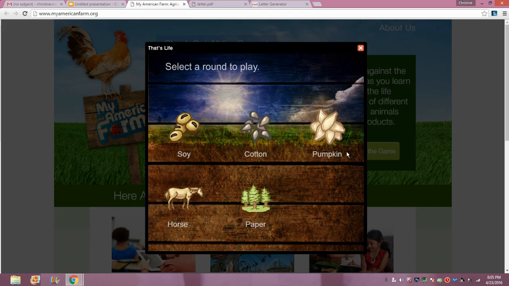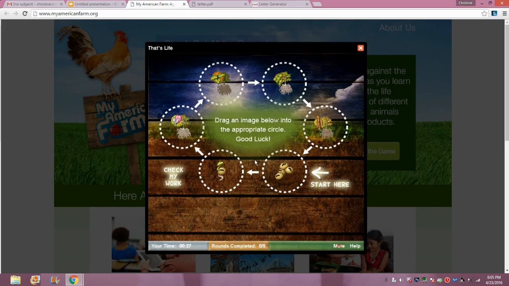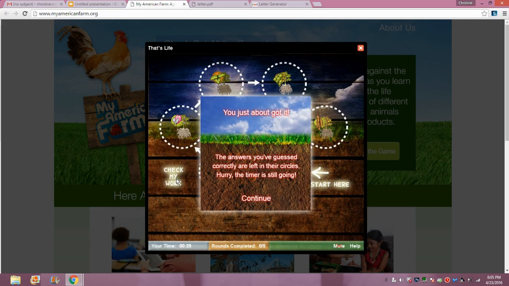So you pick one of these three, soy, cotton, or pumpkin, and you can also do paper, which is really cool, and a horse. As you can see, it shows pictures, and you're supposed to put them in the correct circles as they go around. And I've actually done this one before, so that's why I know. But usually you can have them check your work.